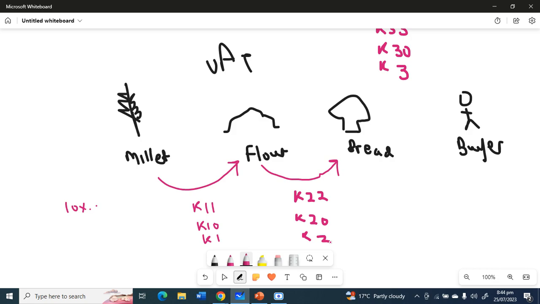Then again, the bakery is going to sell to the buyer. 10% of 30 kwacha is 3 kwacha. So he'll sell the bread to the buyer at 33 kwacha. 30 kwacha he keeps, 3 kwacha goes to the government.